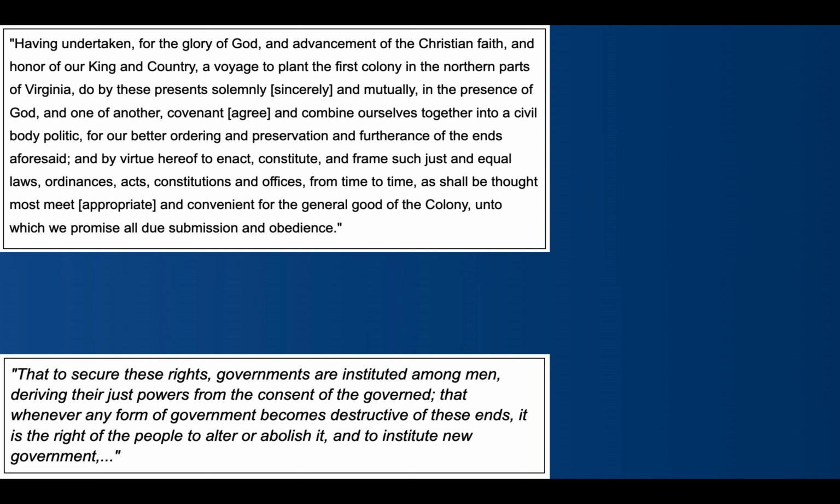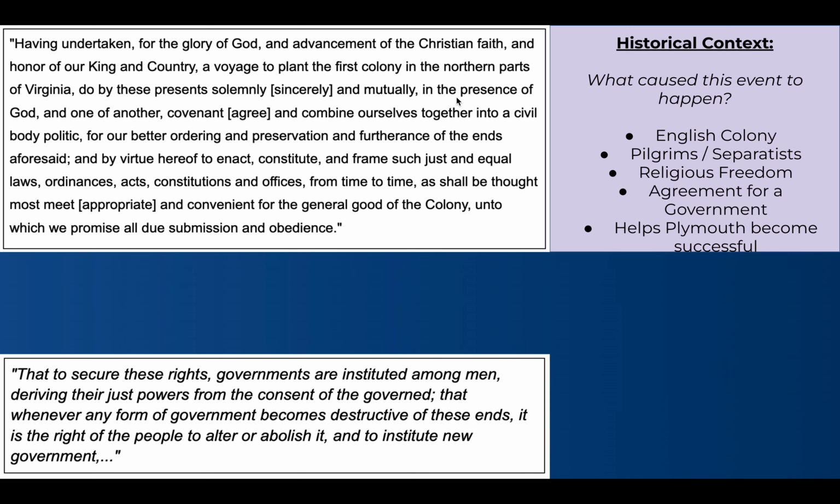So this one is the Mayflower Compact. This is the Declaration of Independence. So if you'd like to read them and try this for yourself before I talk about it, now is a good time. We'll do the Mayflower Compact. It'll ask a historical context question.